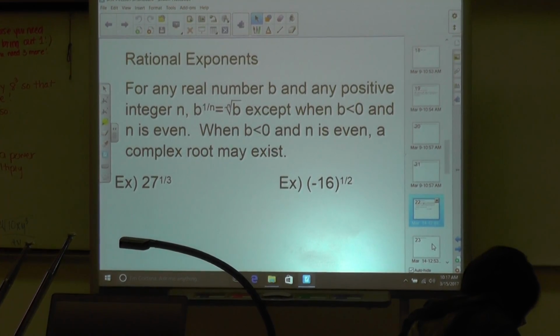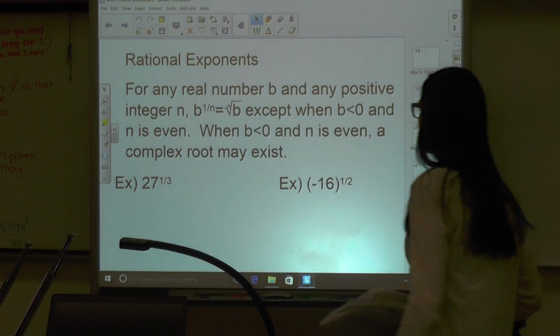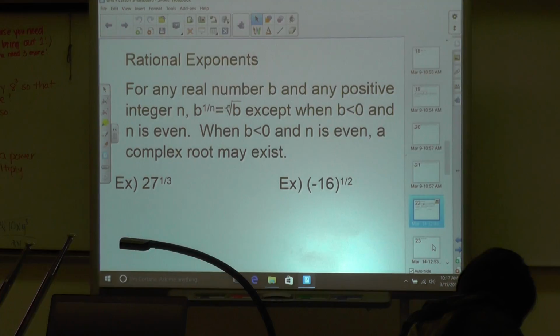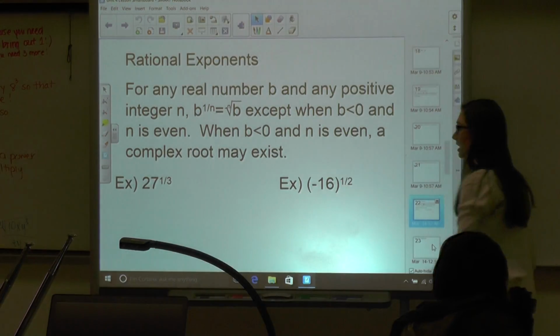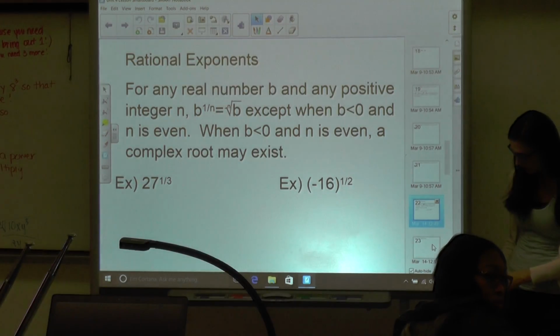Alright, so we're going to do some rational exponent stuff. There's going to be quite a bit of fractions in this, so hopefully it does not scare you away. It's honestly not that scary. It's just like the other stuff that we have been learning, it's remembering our rules.